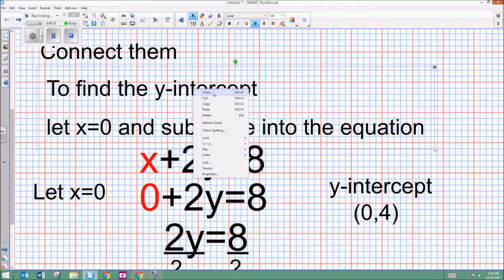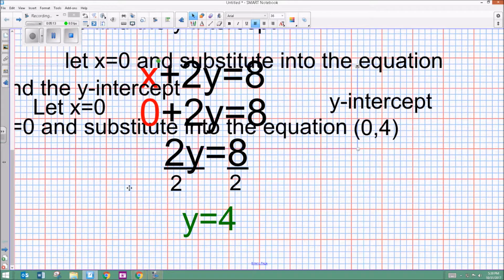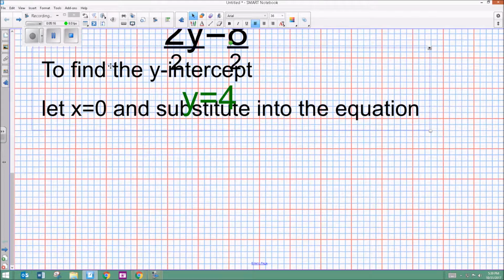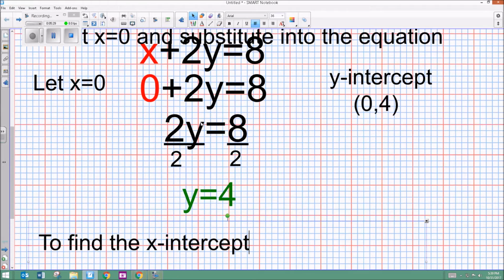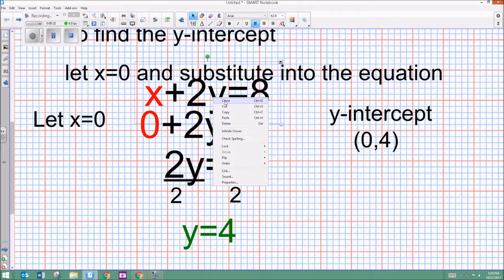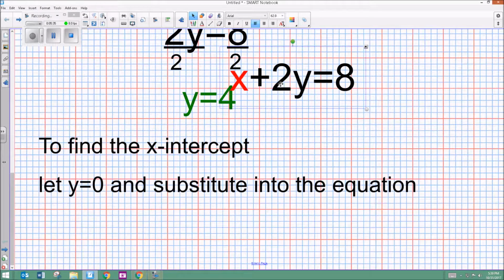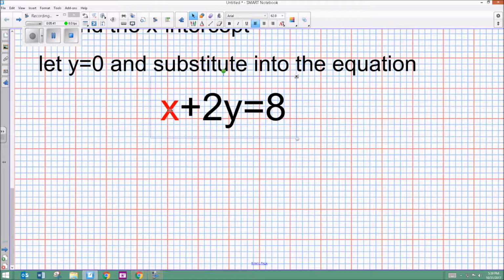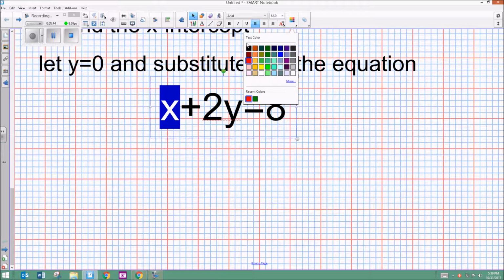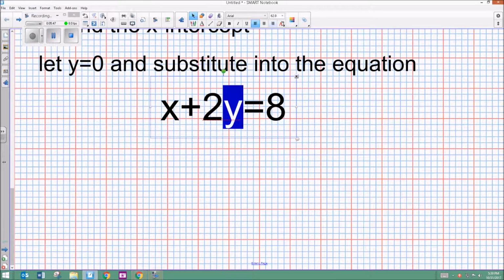So to find the x-intercept, I'm just going to clone this. What if I want to find the x-intercept? To find the x-intercept, let y be equal to 0 and substitute into the equation. So let's take the equation here, clone it, bring it down. All right. So this time I'm going to let x stay the same. And this time I'm going to let y be equal to 0.